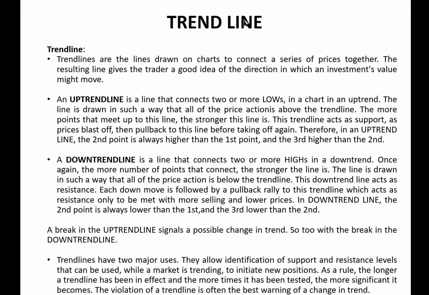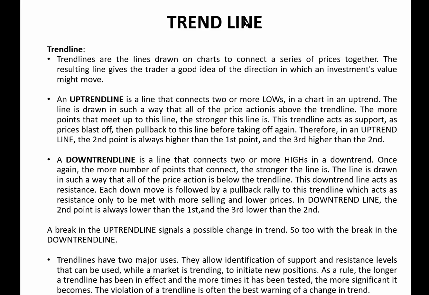A break in an uptrend line signals a possible change in the trend. So too with a break in the downtrend line. Trend lines have two major uses. They allow identification of support and resistance levels. Yes, this is important. The uptrend line shows you where the prices are taking the support, and the downtrend line shows you where the prices are facing the resistance level. So these support and resistance levels can be used while the market is trending to initiate a new position.